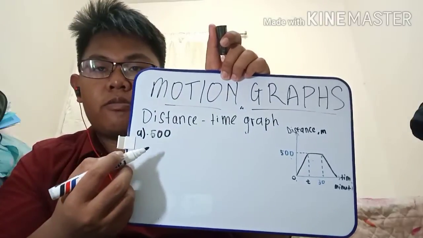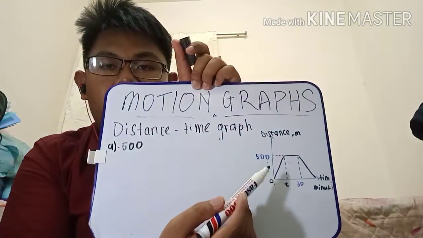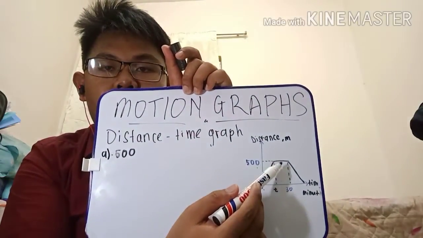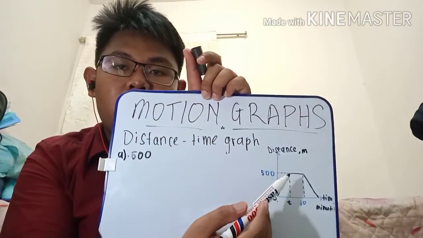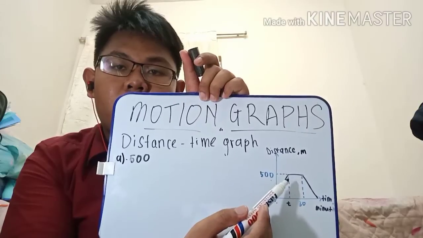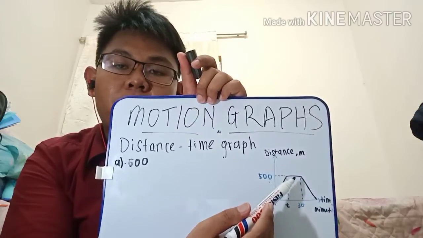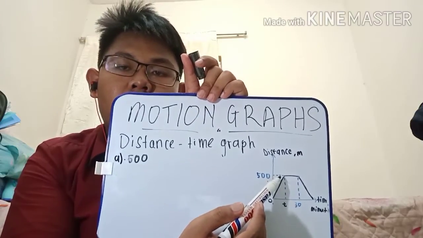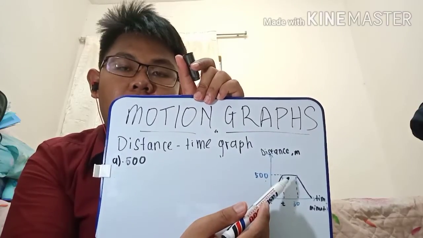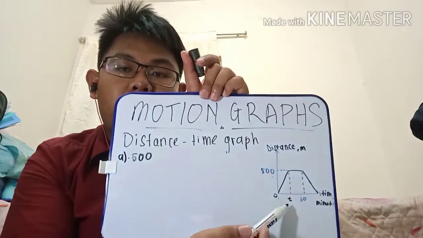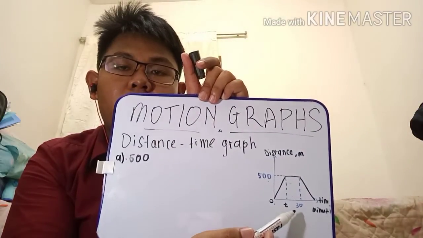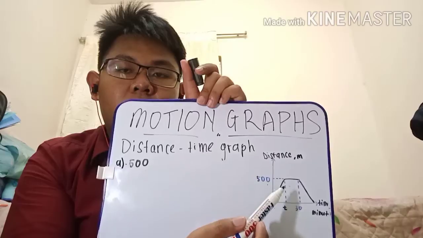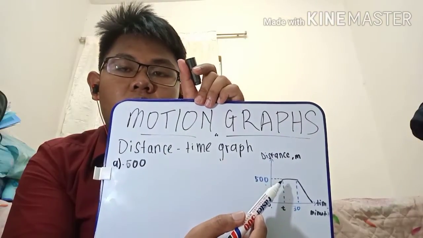Right, so 500 meters, and then at these straight lines. Straight lines means no gradient. Gradient means it doesn't move. So the position is the same, which means that Sahana is at her friend's house for a period of time, which means from t to 30 minutes.